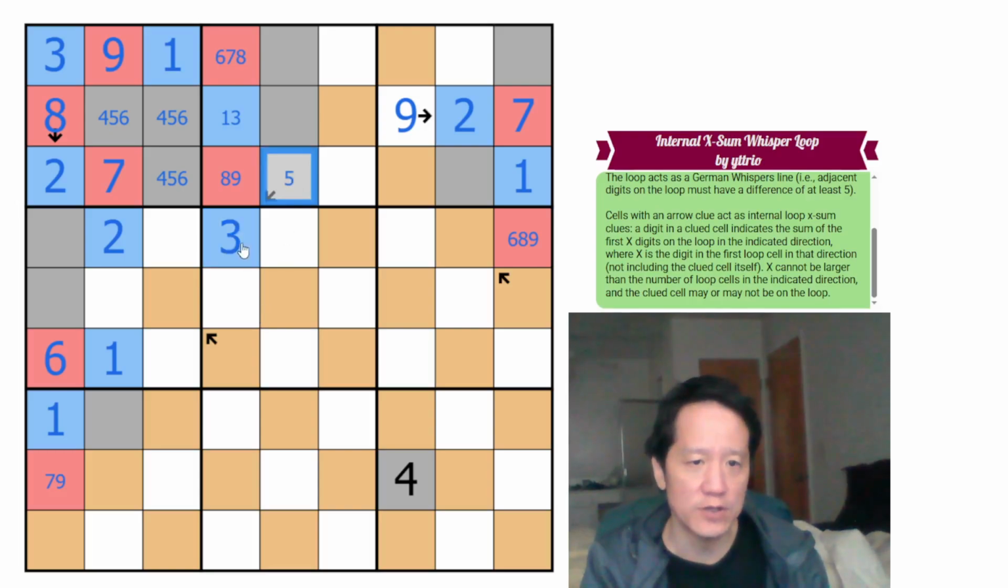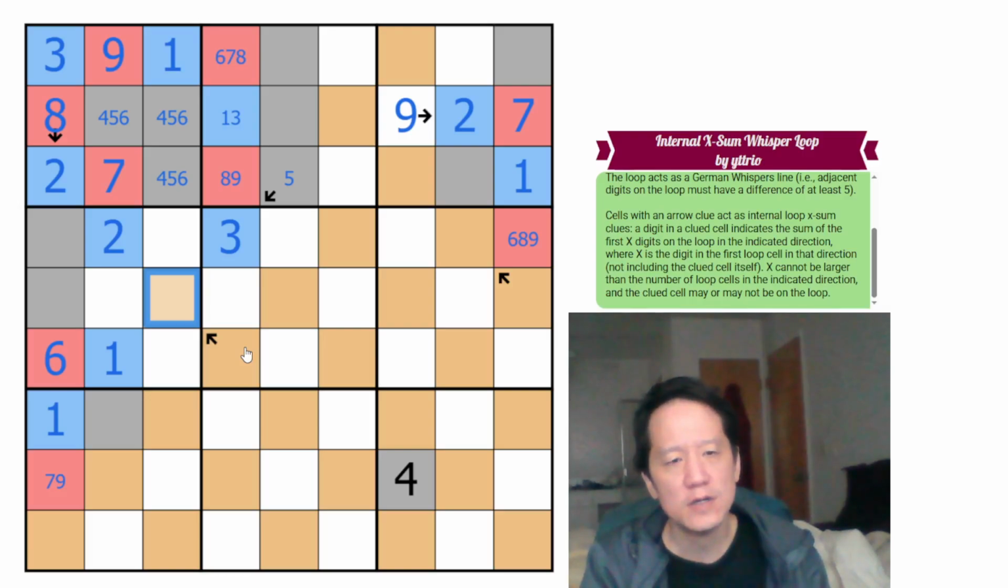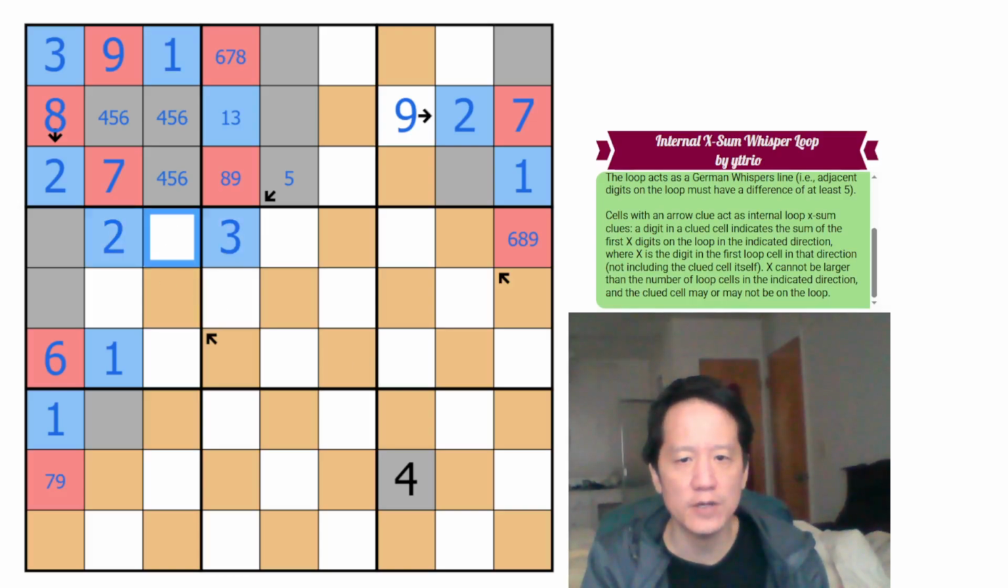And this is either, if this is 3, this could be 4 on the loop. No, because then it would touch itself. So this cannot be on the loop because it would touch itself. And we still need this part to be part of the loop. Therefore, this is not on the loop. Therefore, this is a 5. So this is 5 to add up to 3, 1, and 1.